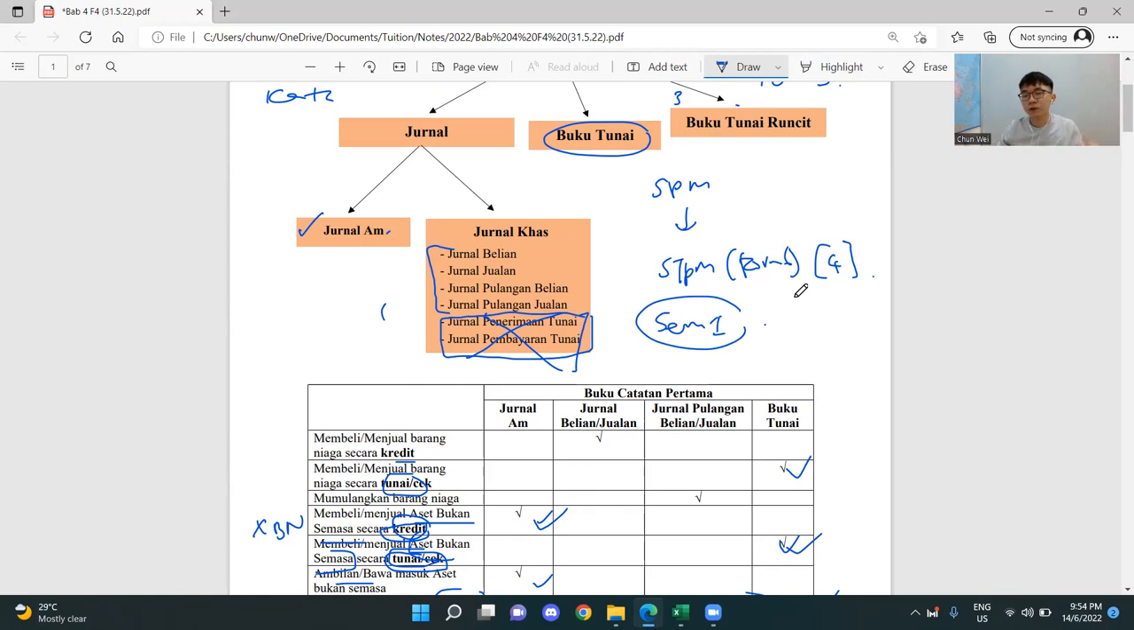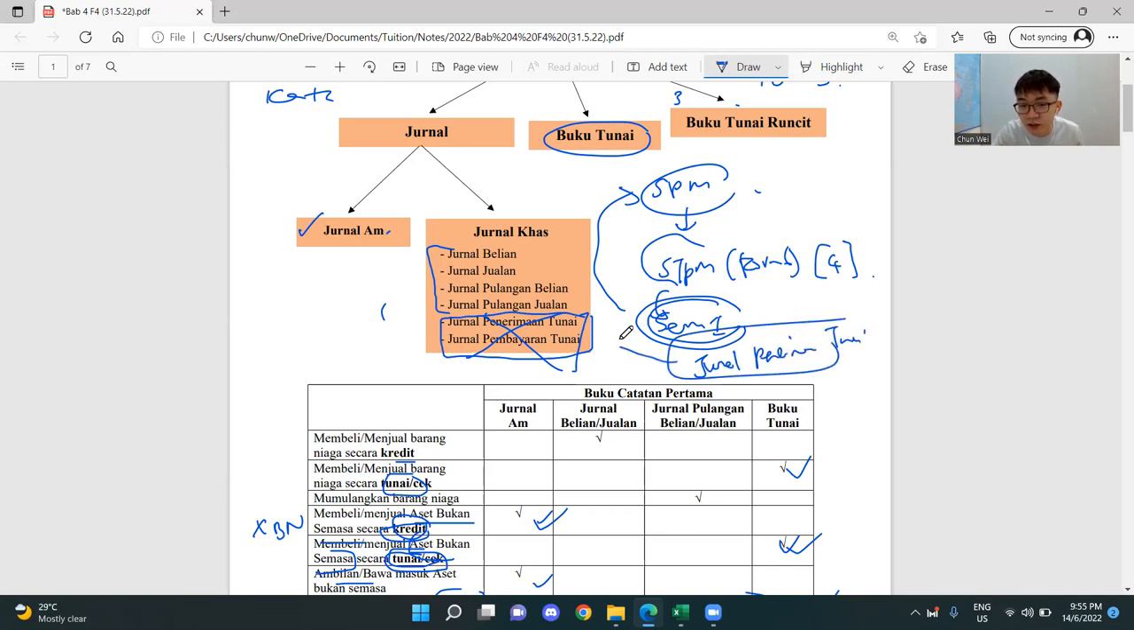To be honest, when I came out of SPM, everything I learned in semester 1 of STPM was already covered in SPM. So when I went to semester 1, I actually knew everything already. Somehow at that time I had started teaching accounting too, so I had all these things running in my head. So in semester 1, what question came out? Journal penerimaan tunai. This one you're seeing.